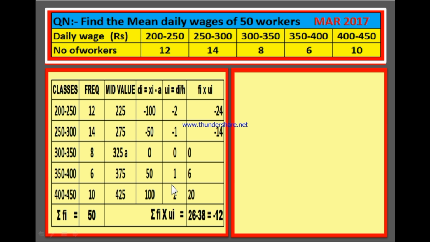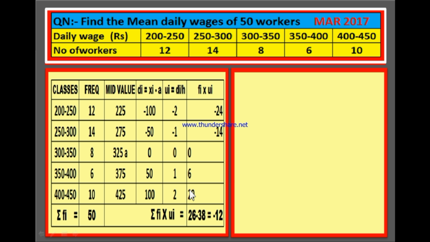Now the next column is for fi ui. ui is this column, fi is this column. Now you have to multiply these two values only. You need not multiply with mid value now. You have to multiply with frequency and ui. 12 into minus 2 is minus 24. 14 into minus 1 is minus 14. 8 into 0 is 0. 6 into 1 is 6. 10 into 2 is 20.